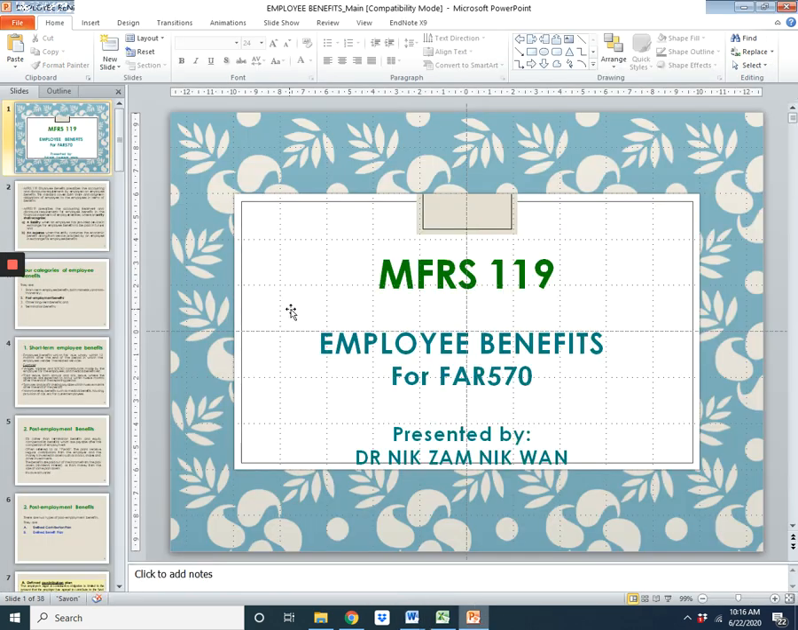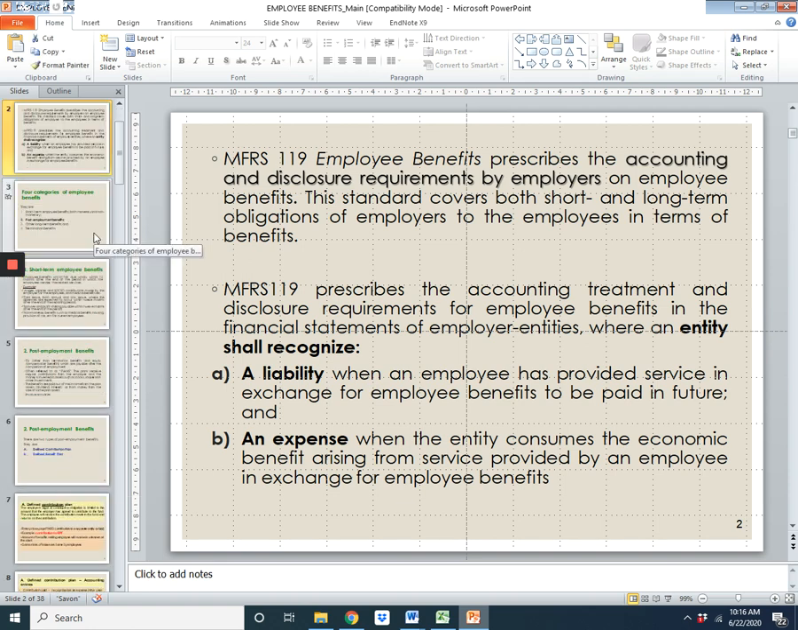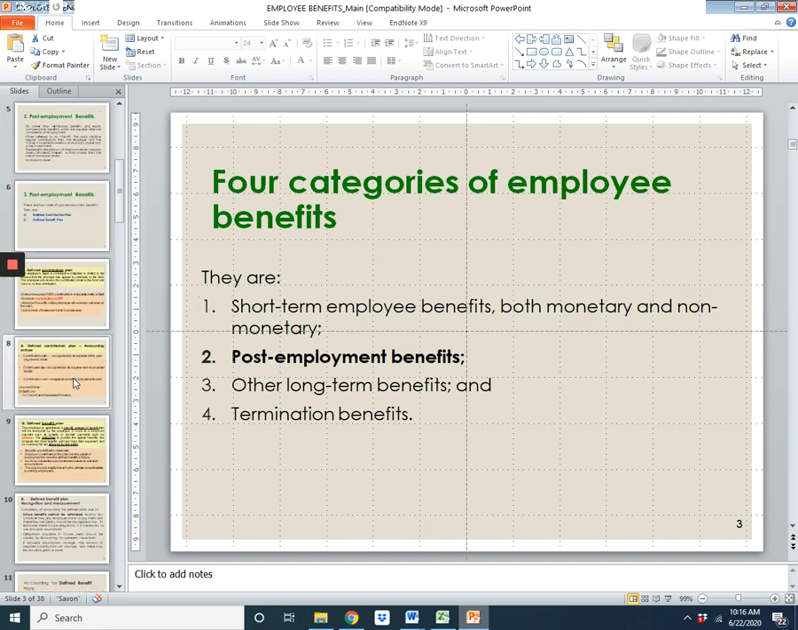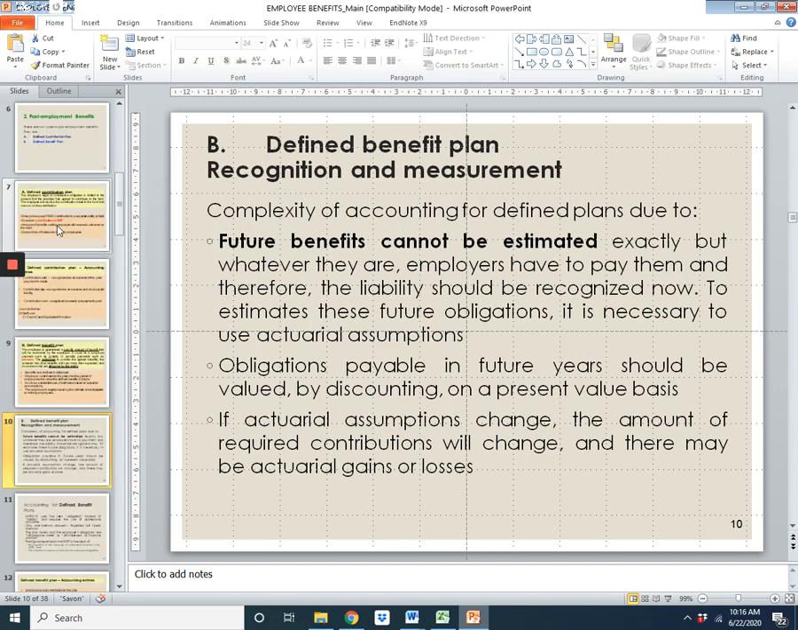So now we move on to the slide for employees benefit, MFRS 119. What is employees benefit? MFRS 119 employees benefit prescribe the accounting and disclosure requirement by employers on employees benefit. So you may want to come back to this slide when you know what is actually employees benefit. I go to example of employees benefit supaya you boleh nampak what are we talking about.